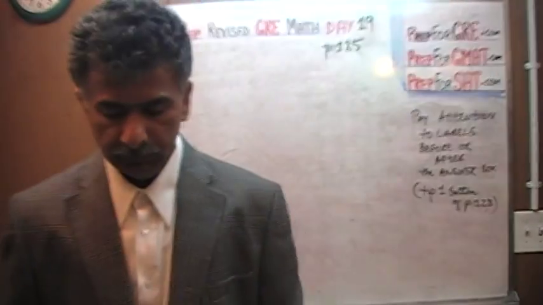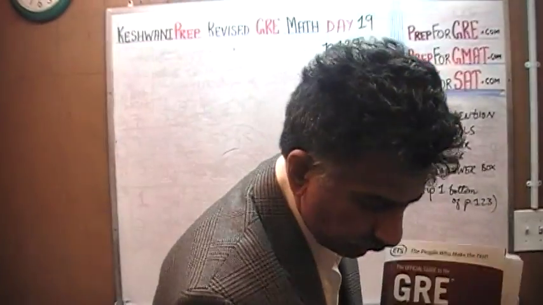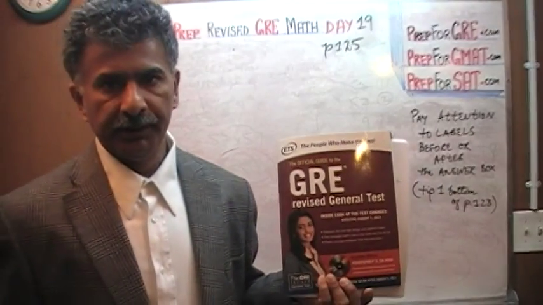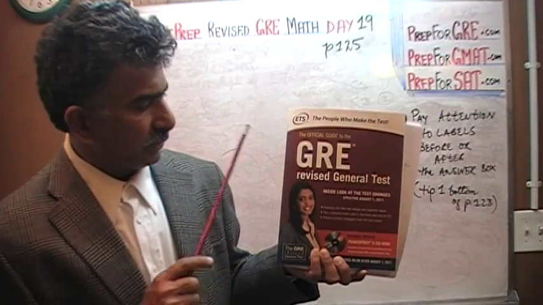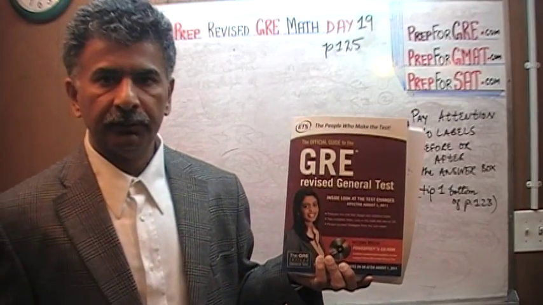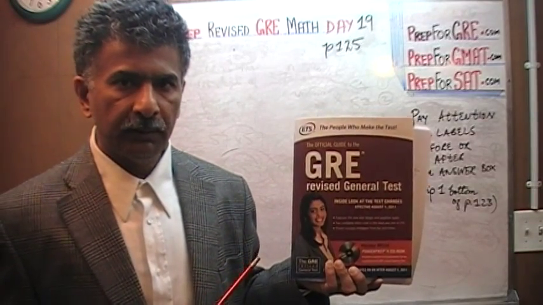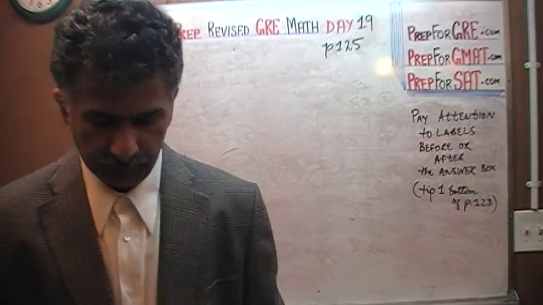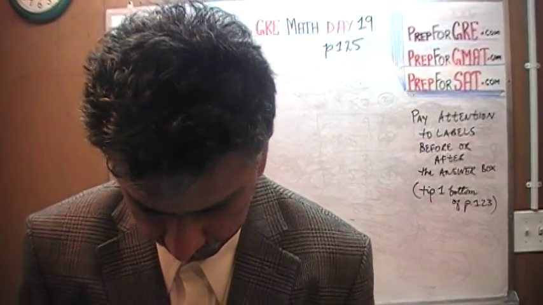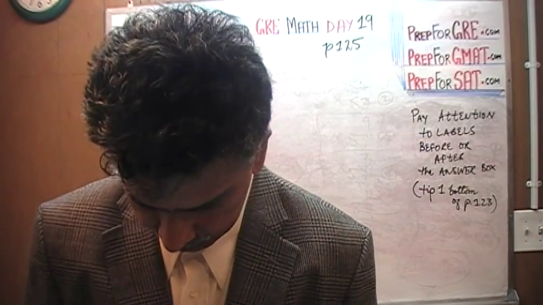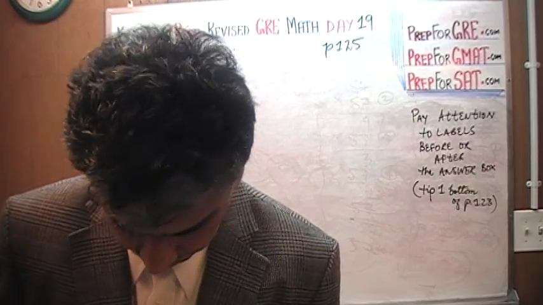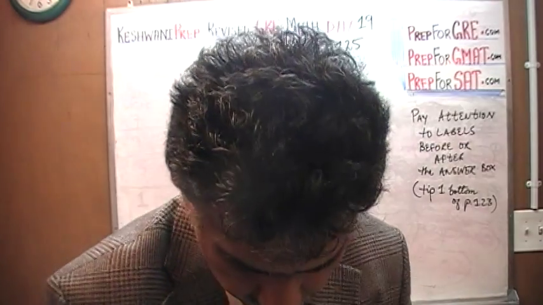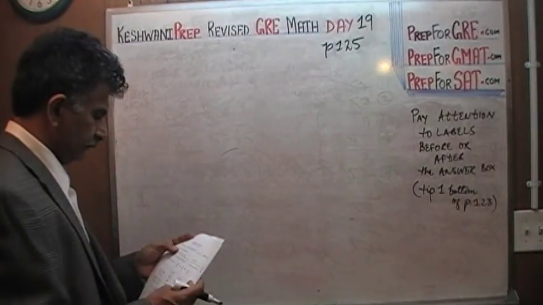We are here because we want to prepare for the math portion of the GRE. We have been solving math problems out of this book here, the Official Guide to the GRE, revised edition. If you do not own this book already, purchase one immediately. The problem that I'm about to solve is the one that you're going to find on page number 125, the very first one on the top of the page. Let's take a look at it, see what it says.